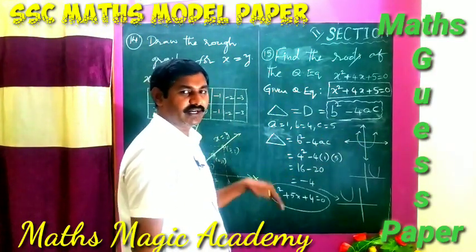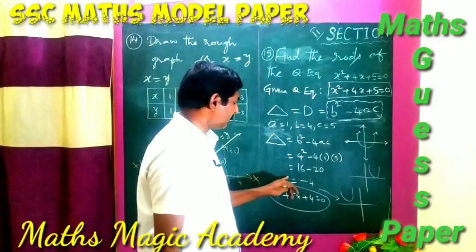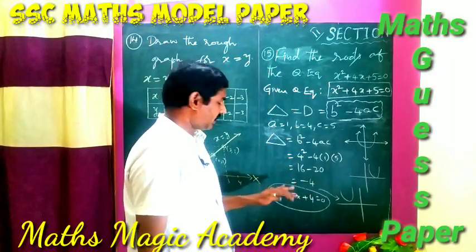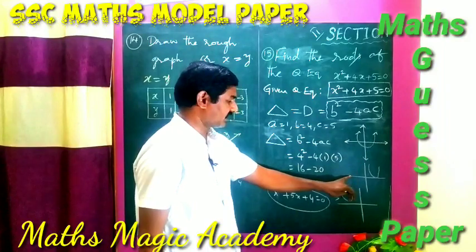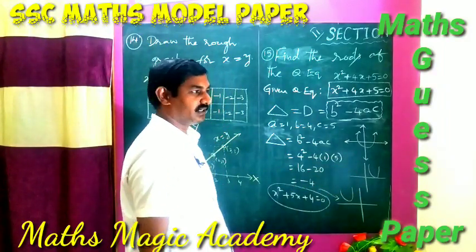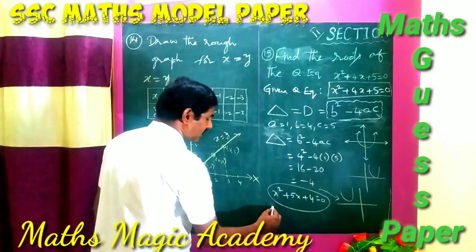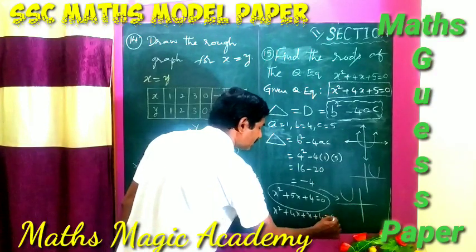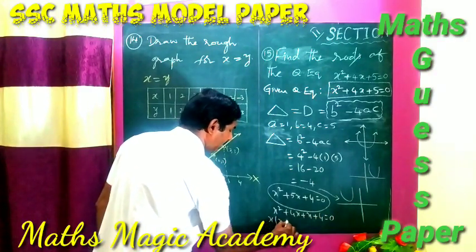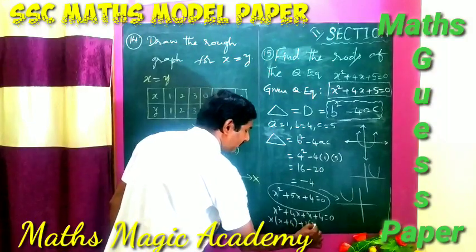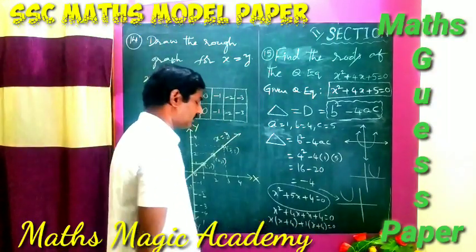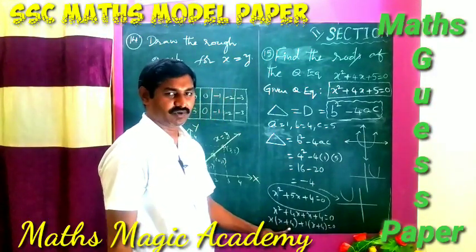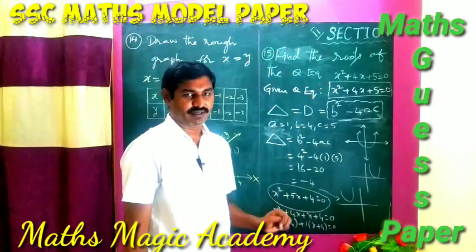In that case, you have to find the roots. Here, there are no real roots, so you can write there, no real roots. That's it. But in the other cases, first case and second case, definitely you have to find the roots of the quadratic equation. The roots can be found like this: x square plus 4x plus x plus 4 equals 0. Taking x common and 1 common, x plus 4 into x plus 1 equals 0. Based on that, we can say the x values are minus 1 and minus 4. The roots are minus 1 and minus 4. Like that we can find.